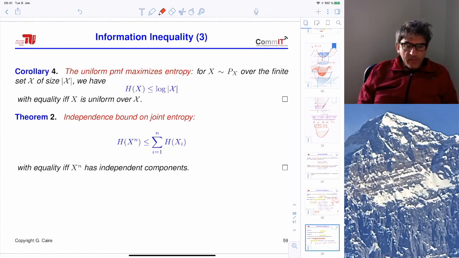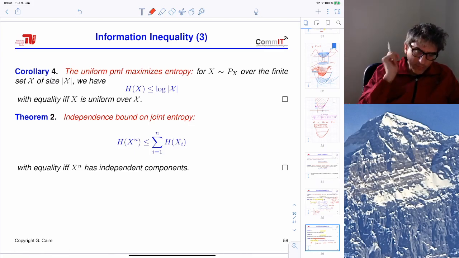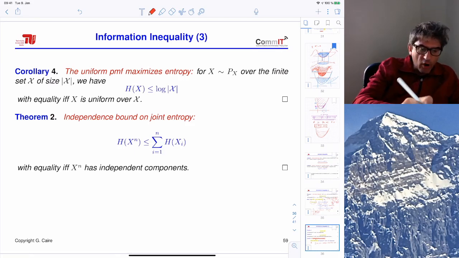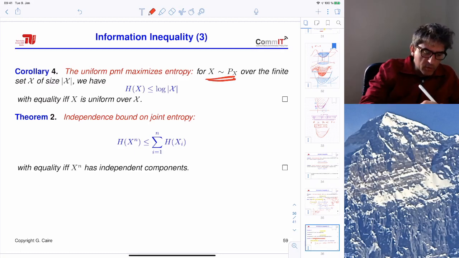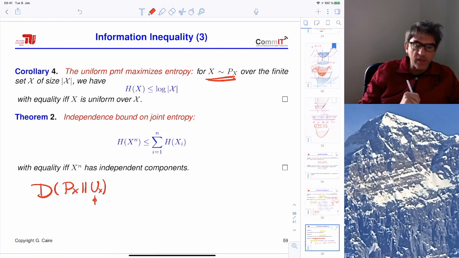So other immediate consequences are that the uniform probability mass function over an alphabet maximizes the entropy. How do we see this? Well, we see it simply by computing the divergence between a uniform distribution and any given distribution. If I compute D(P_X || U), where U is, say, U_X, the uniform distribution over X.